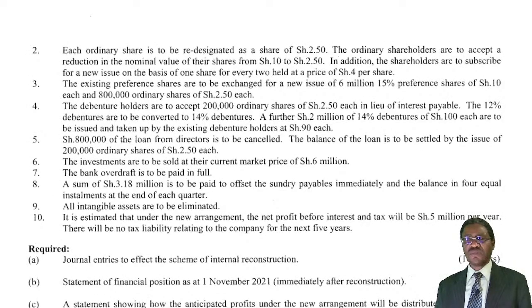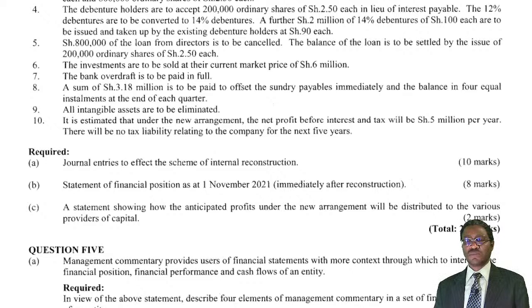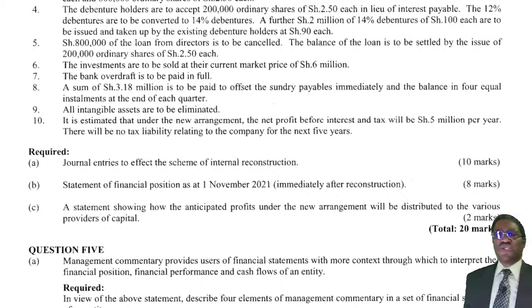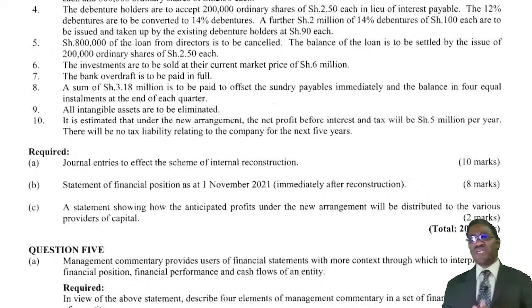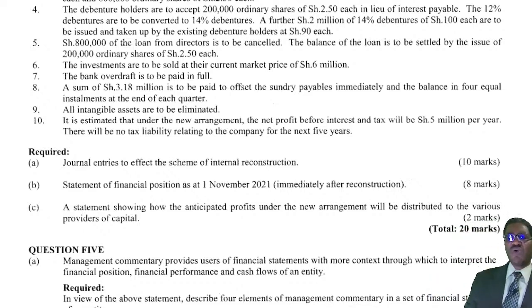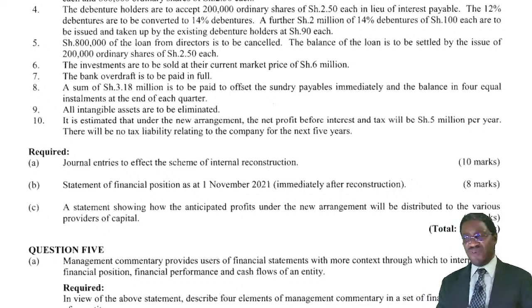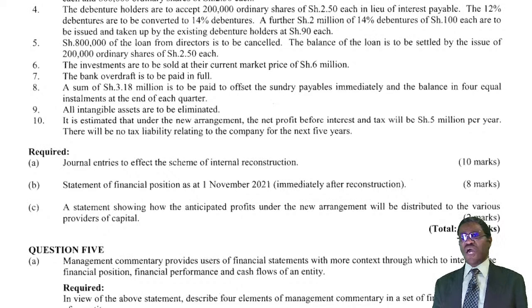Required. Number A, journal entries to effect the scheme of internal reconstruction. Number B, a statement of financial position as at 1st November immediately after reconstruction. Number C, a statement showing how the anticipated profit under the new arrangement will be distributed to the various providers of capital.